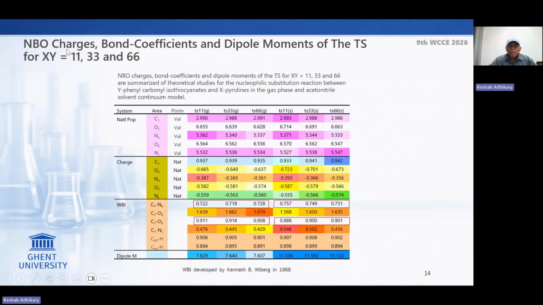In this case, this is the NBO charge calculation and others, bond coefficient, dipole moment, etc. So we consider similar substituents in the nucleophile and substrate to find the effect of the substituents. The major point here is that in the gas phase the dipole moment is very low compared to the solvent model. That can indicate that the solvent polarization plays a fundamental role for this reaction.